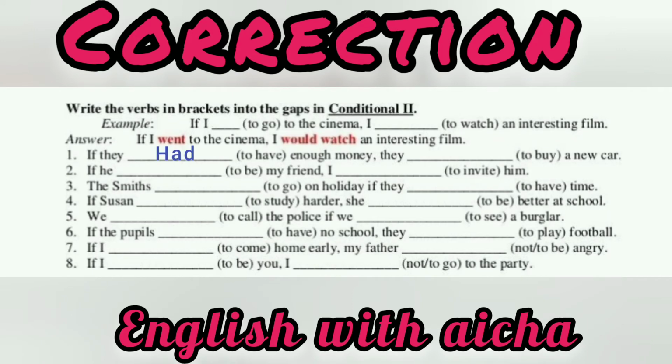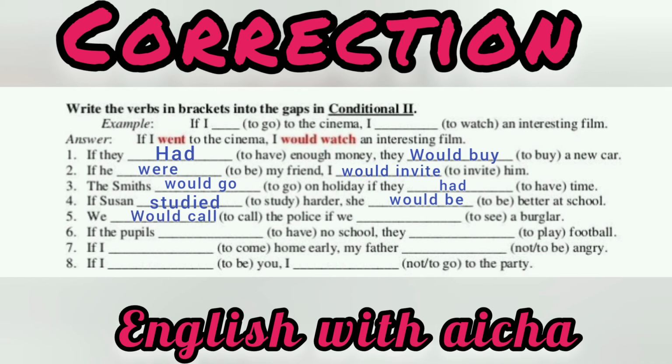So the first sentence, if they had enough money, they would buy a new car. 2. If he were my friend, I would invite him. 3. The Smiths would go on holiday if they had the time. 4. If Susan studied harder, she would be better at school. For the fifth, we would call the police if we saw a burglar. يعني هنا دائما would في result في نتيجة و the past simple في condition أي شرط.